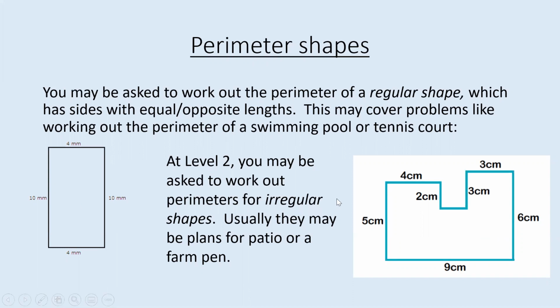But at level 2, you may be asked to work out perimeters for irregular shapes, as shown here on the right-hand side of the screen. They may be plans for a patio or a farm pen.